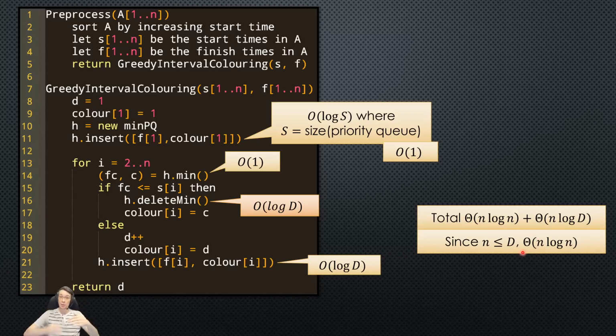So without the clever use of a priority queue, a heap-based implementation, we ended up with n log n plus nd runtime, which could be n squared in the worst case. Now we have something that manages to solve interval coloring in only theta n log n time.